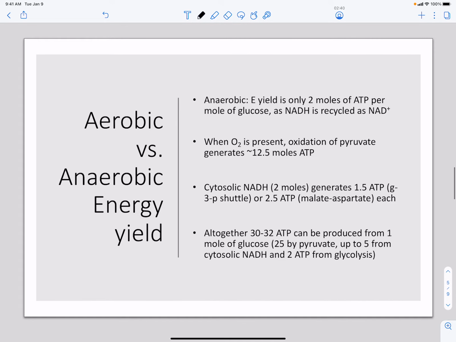Now, aerobic versus anaerobic as far as energy yield. In anaerobic, you're only going to be able to generate 2 moles of ATP per mole of glucose. When oxygen is present, you can tap into that NADH, and oxidation of pyruvate alone will yield 12.5 moles of ATP. Your cytosolic NADH will generate 1.25 ATP if you go through the glycerol 3-phosphate shuttle, or 2.5 if you go through the malate aspartate shuttle. Altogether, you can get 30 to 32 ATP produced from 1 mole of glucose for aerobic, and only 2 for anaerobic. Big difference.